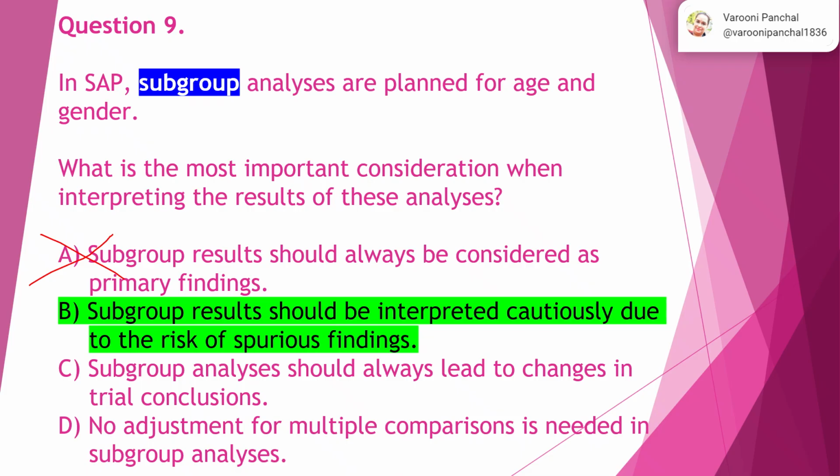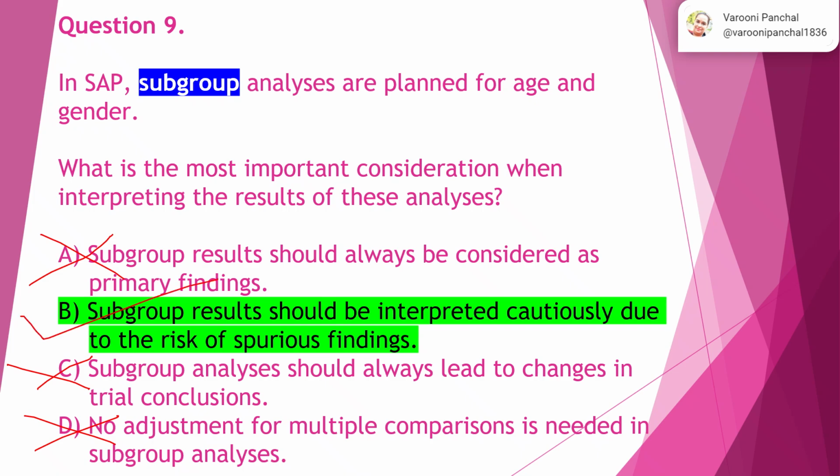Option C, subgroup analysis should always lead to changes in trial conclusions. It may not be necessary. For example, even if you do the subgroup analysis, you will not see any changes in the trial conclusions. The results, the effects and the significant difference will remain the same. You will not see any major changes, so it is not always necessary. No adjustment for multiple comparisons is needed in subgroup analysis. No. So the correct answer is subgroup results should be interpreted cautiously due to the risk of spurious findings. So the correct answer is B.